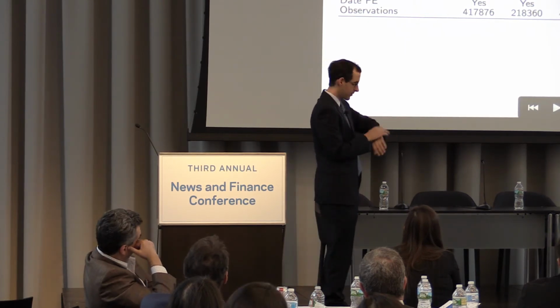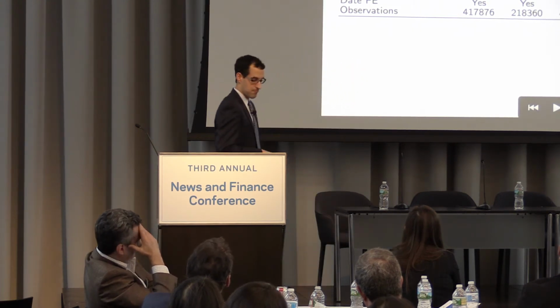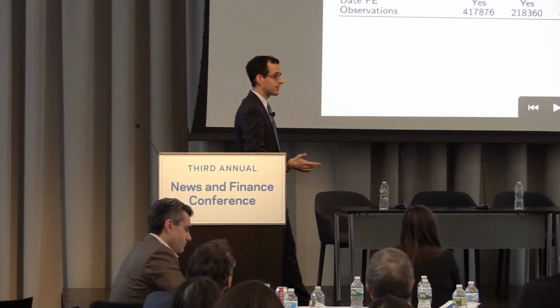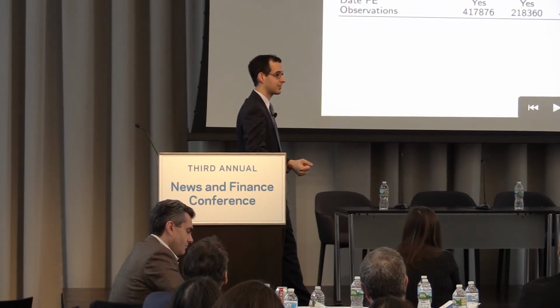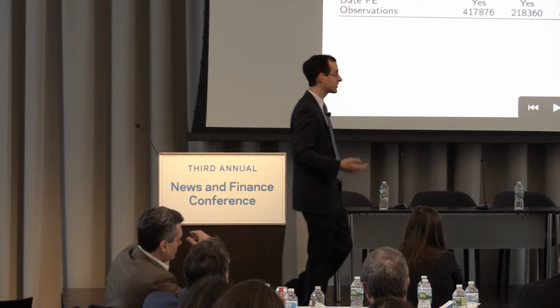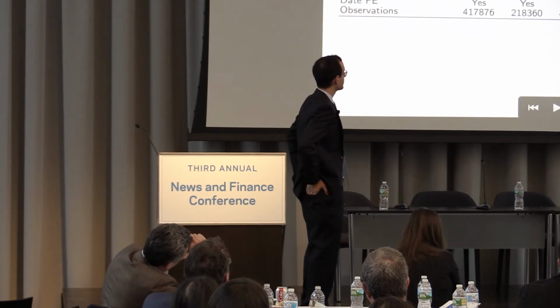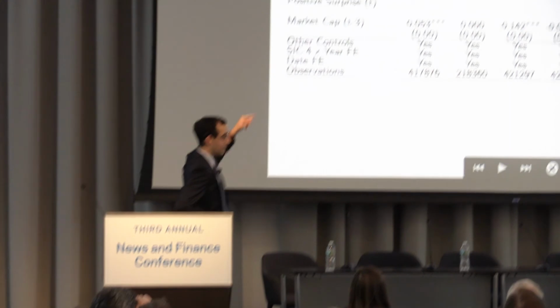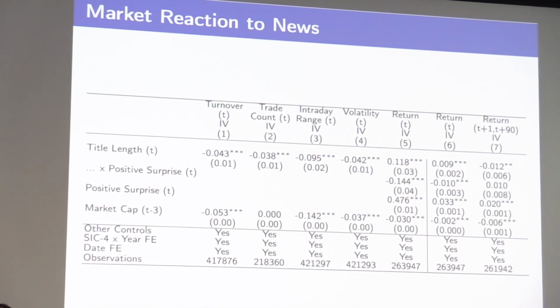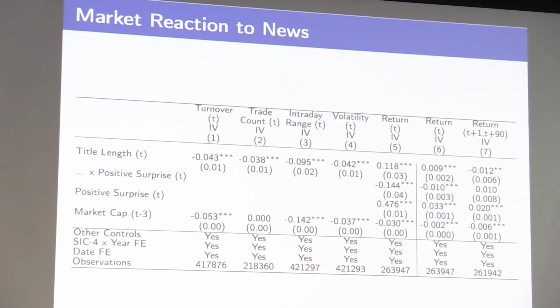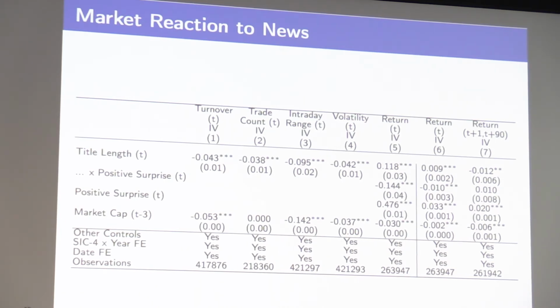The last result is perhaps the more interesting one, which is whether there's an asset pricing implication. Is there a price underreaction to this news? And if so, does it reverse? And these are all standardized variables, but it does look like, so I interact it with positive surprise. So again, based on analyst expectations, the title length is really negative news. You can think about it that way. So for negative news, which is column 5, you see 0.118. You see what looks like the price does not fall as much for companies with longer names as it did for companies with shorter names.